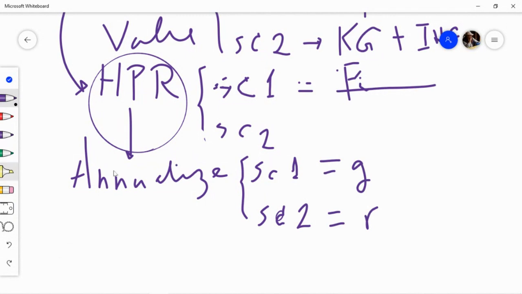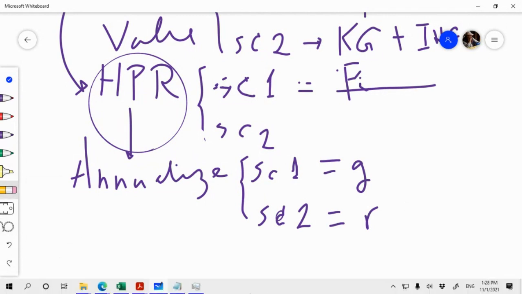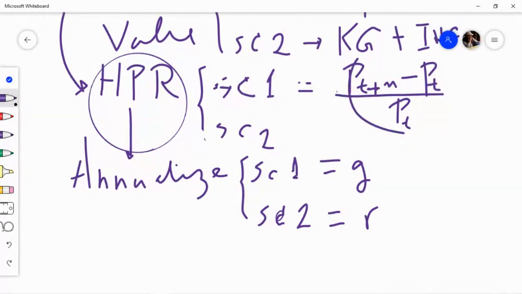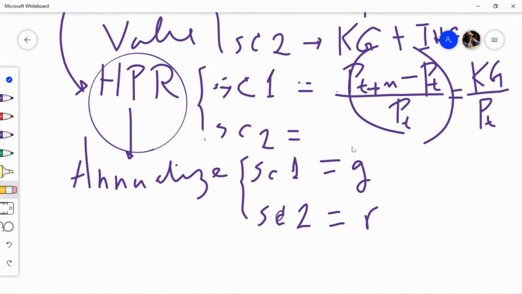P. This is hard to write with this pen. Well, let's just call it, it's okay. Holding period return in scenario 1 is just this, right? Which is capital gains over PT. But in scenario 2, it will be not only that, I'll need more space. Let me erase this.